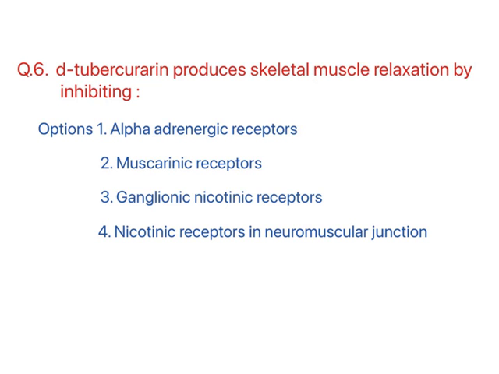Next one. Now, d-tubocurarine produces skeletal muscle relaxation by inhibiting what? Tubocurarine is a very good skeletal muscle relaxant. See, the question itself says it is relaxing skeletal muscle.